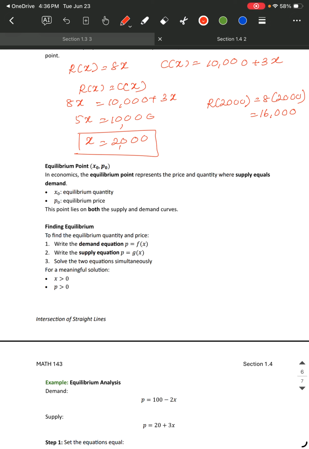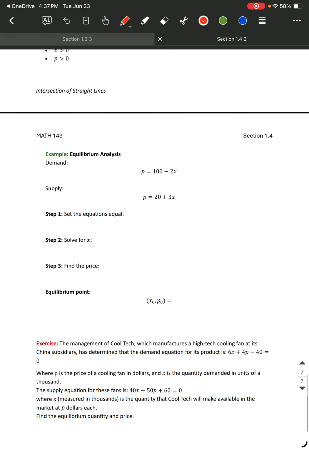Another important application is finding the equilibrium point in economics. The equilibrium point is where the supply equals the demand. So we want to get the demand equation and the supply equation and solve those two equations simultaneously. To get a meaningful solution, the quantity demanded should be greater than 0, a positive value, and the price also positive. So let's see the example.